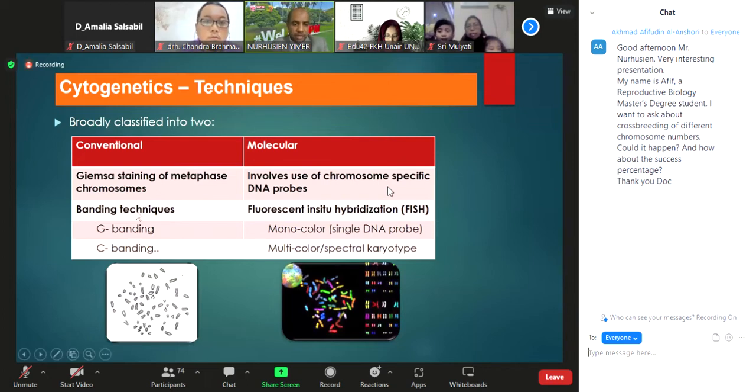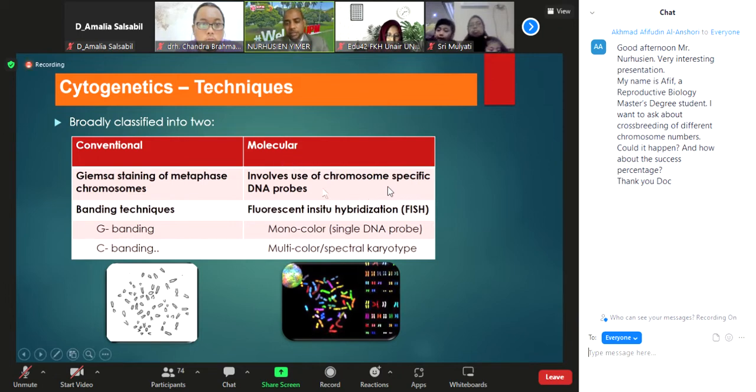And apart from that, when you want to see more detailed aspects of the chromosomes, you will be doing banding techniques. There's G banding, C banding, R banding, and so on. There are many different banding techniques that can be applied on those metaphase spread chromosomes to differentiate the numbers and also the structures, and if there are problems.